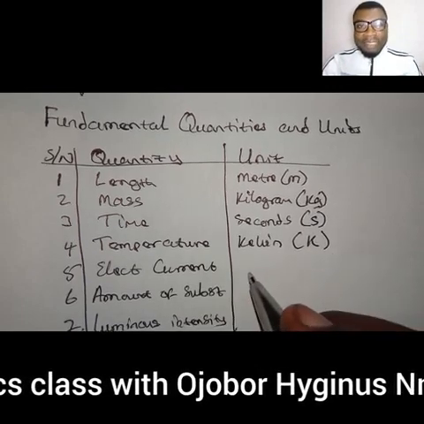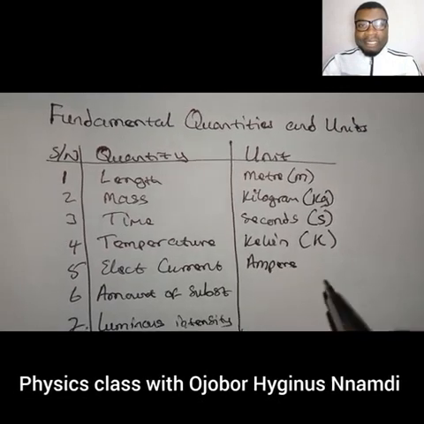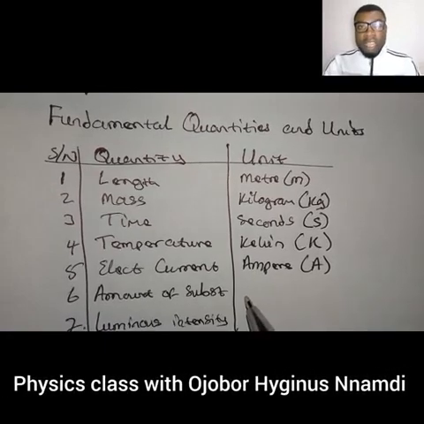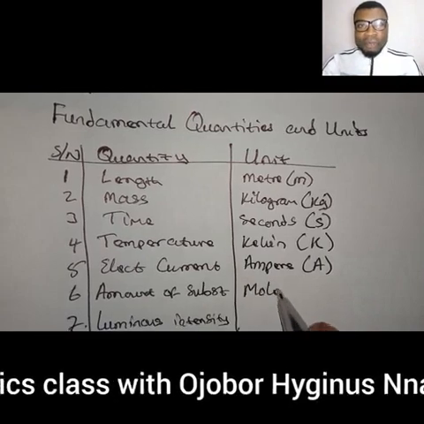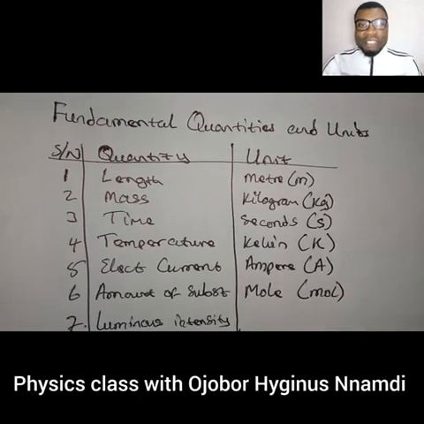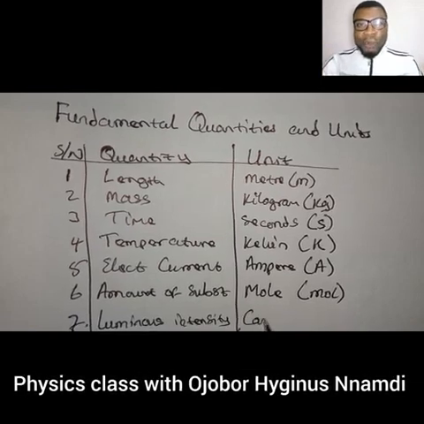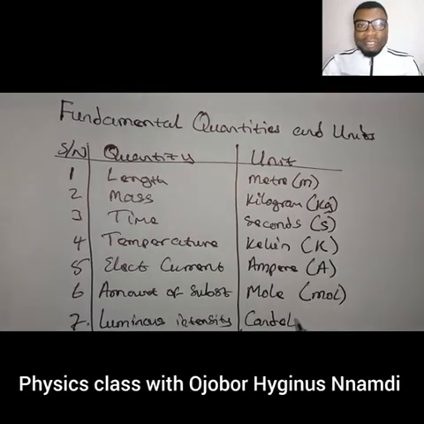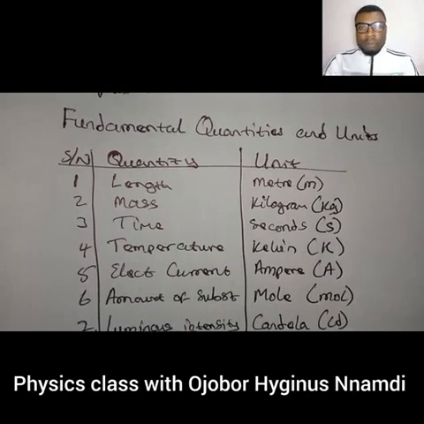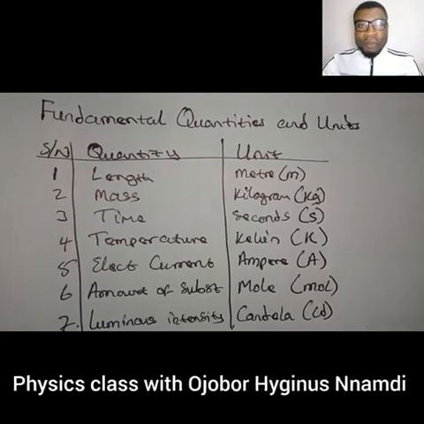The basic unit of electric current is ampere, always represented with capital A. The basic unit of amount of substance is mole, always represented with mol. And then the basic unit of luminous intensity is candela, always written as cd, small letters cd. So these are the basic fundamental quantities we have with their respective units.